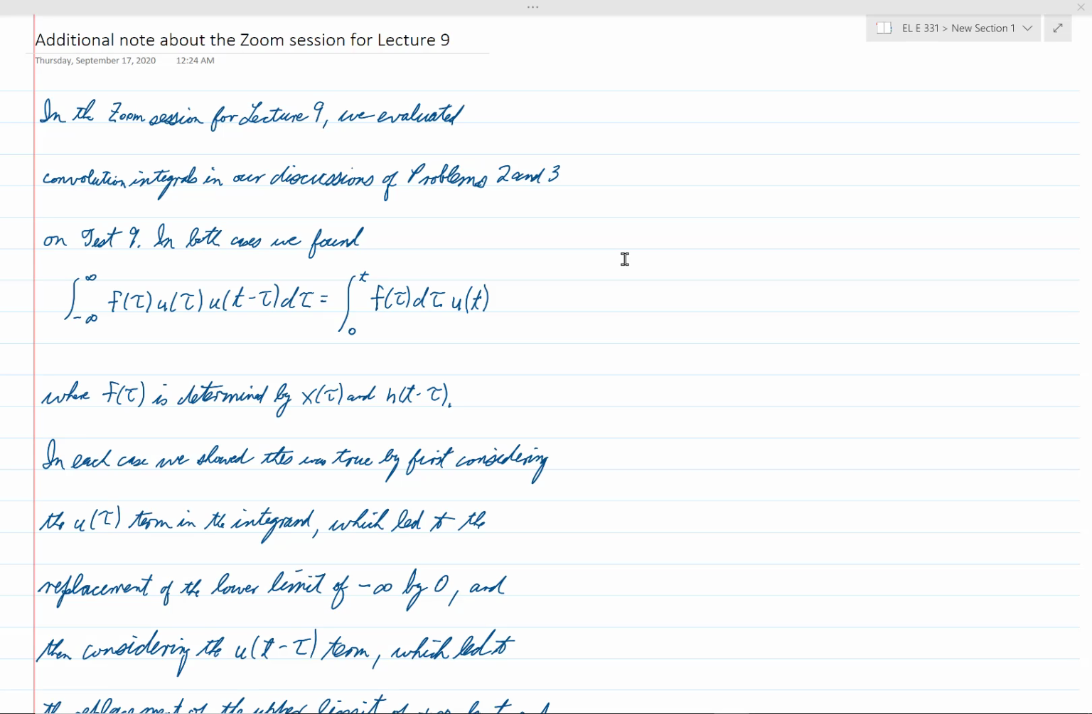In the Zoom session for this lecture, we evaluated convolution integrals in our discussions of problems 2 and 3 on Test 9. In our discussions of both of these problems, we had an integral that looked like this, where in each case f of t was related to x of tau and h of t minus tau. But I'm not too interested in that part of the integrand right now.